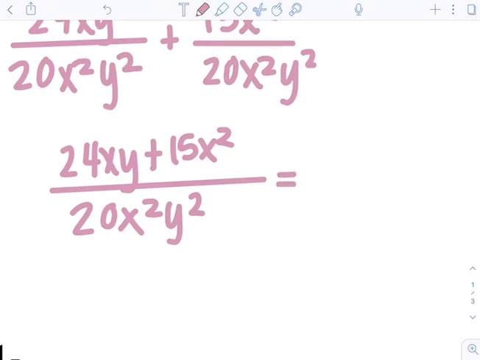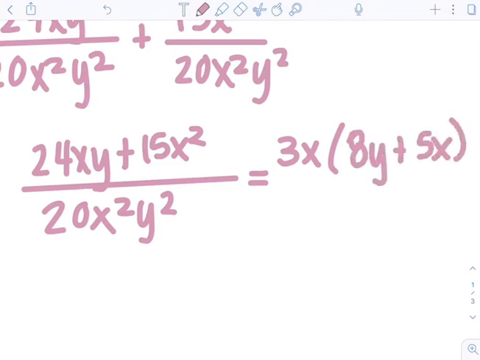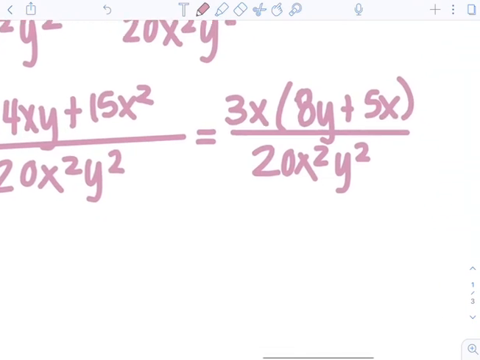I see that I can factor, right? I'm looking to simplify. There is a GCF in the numerator. Okay, they both have x in common, so I'm going to pull out an x as a GCF, and that becomes, 3x I could actually pull out. So that's going to become 8y plus 5x over 20x squared y squared.